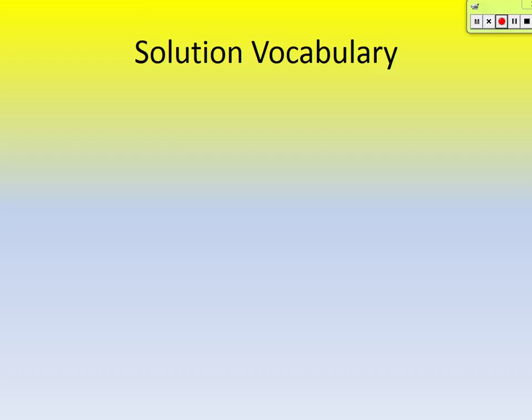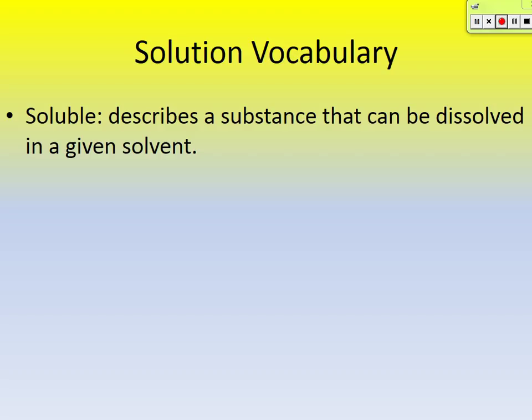There are some vocabulary terms that you're going to need to understand, because there are a lot of different ways you can describe solutions. So let's learn the vocabulary terms. Number one, soluble. Soluble describes a substance that can be dissolved in a given solvent. Is sugar soluble in water? It is. Sugar can be dissolved in water. So with soluble, I always just think: can it be dissolved? If it can, then it's soluble.